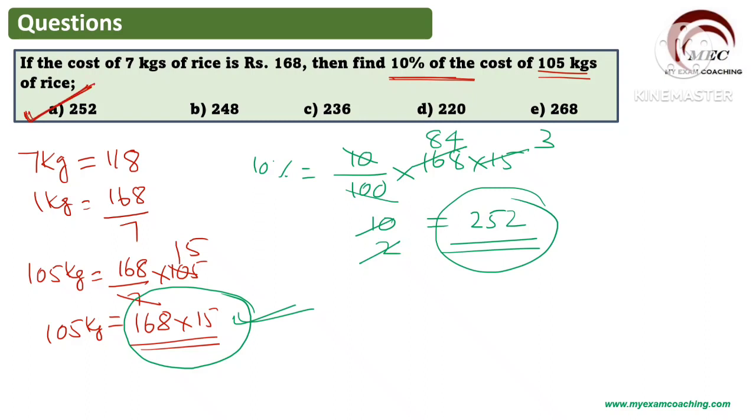What is the 10% of the cost of this number? 10% of the total we need to find out. So 10% will be 252 rupees. So these questions are easy questions. Whenever you go for competitive exams like IBPS, SSC and all, some of the questions will be very easy and you can mark it as the correct answer very quickly.